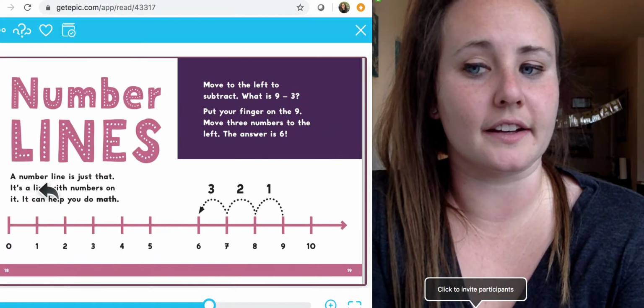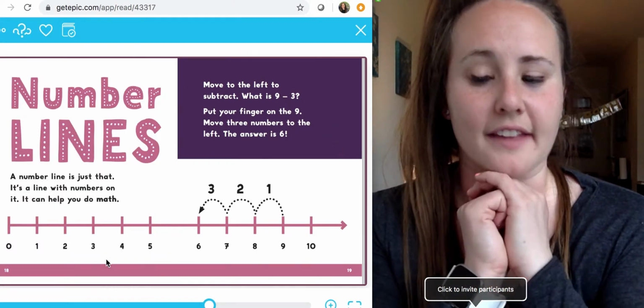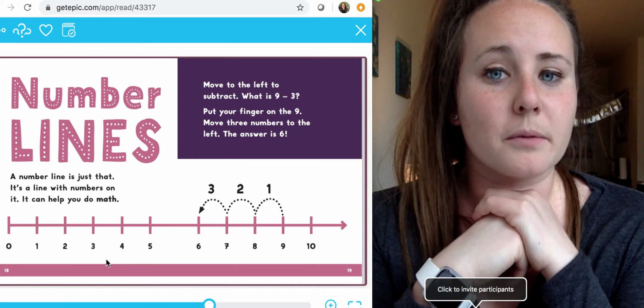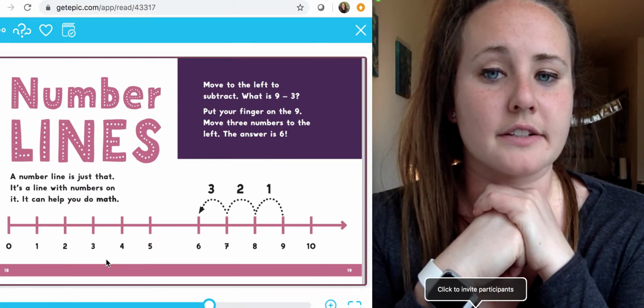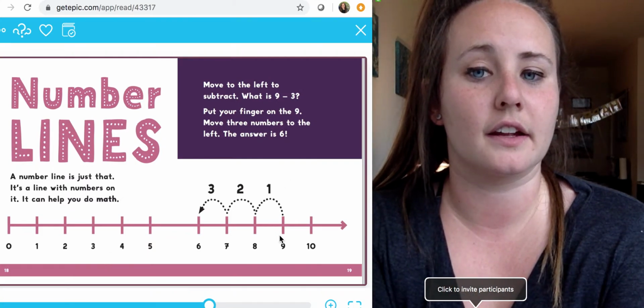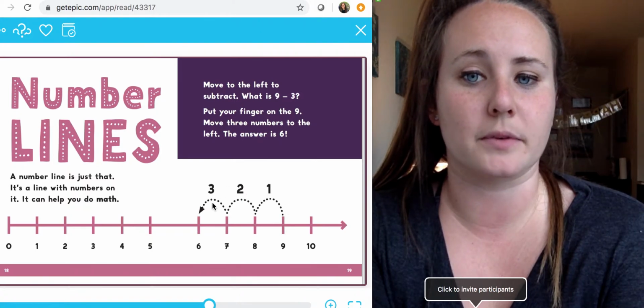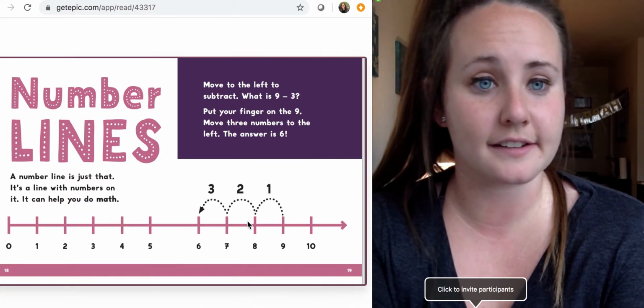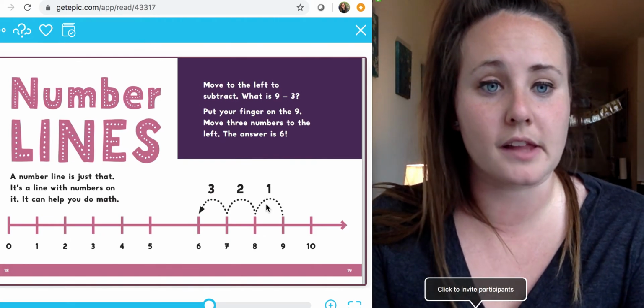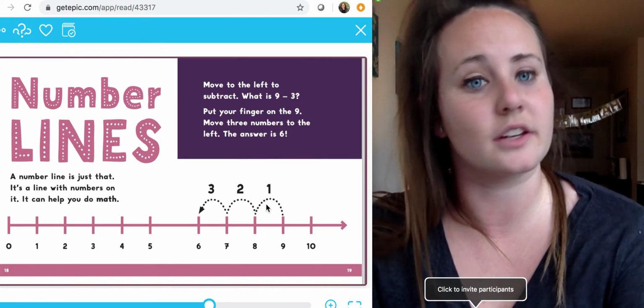A number line. A number line is just that. It is a line with numbers on it. It can help you do math. Move to the left to subtract. What is 9 minus 3? Put your finger on the 9. Move 3 numbers to the left. The answer is 6. So just like we did in school, we used our name tags with our number lines to subtract. There's a tool that you can always use.